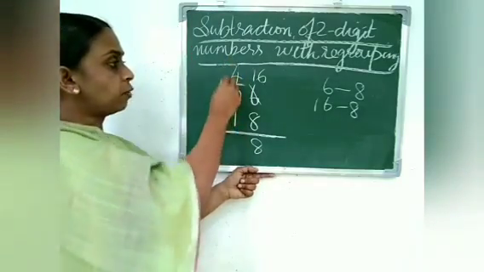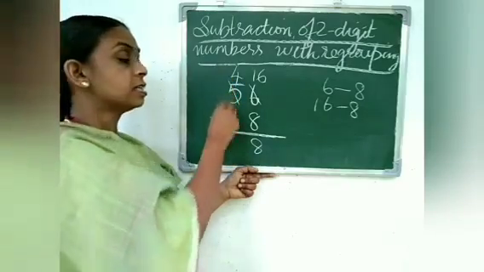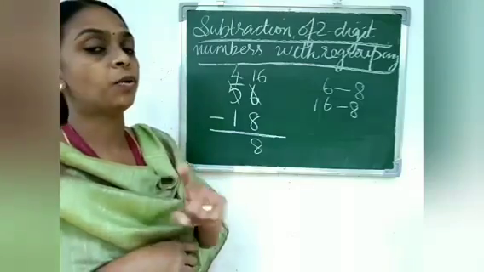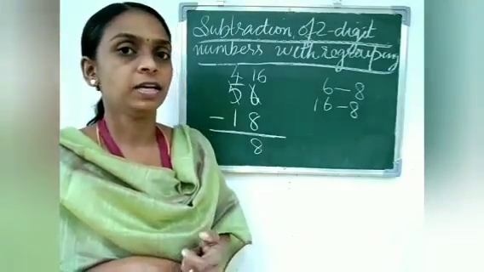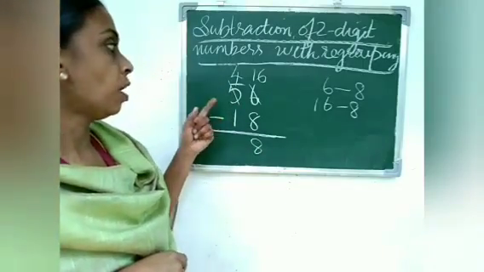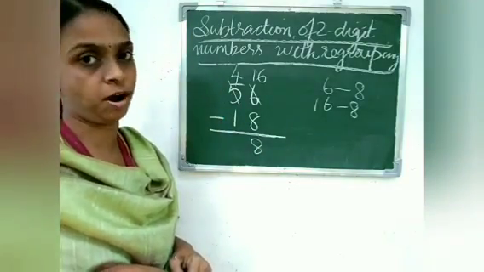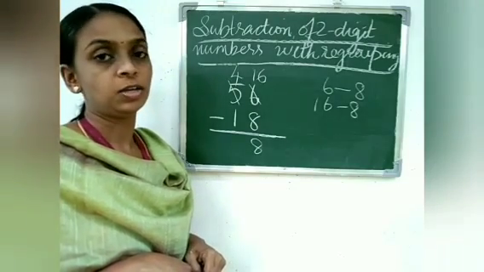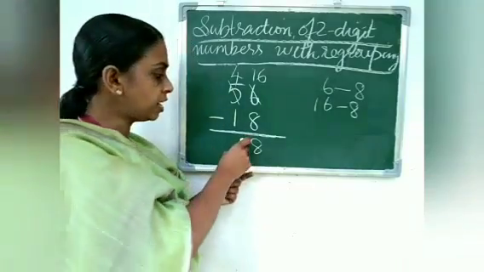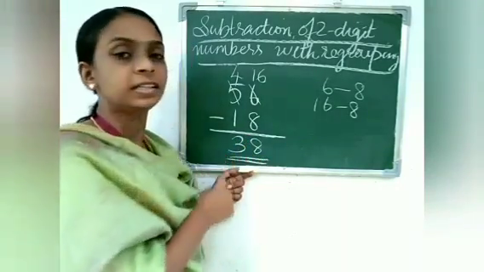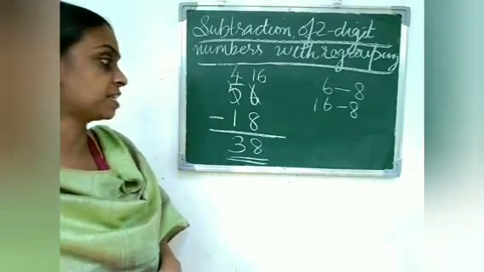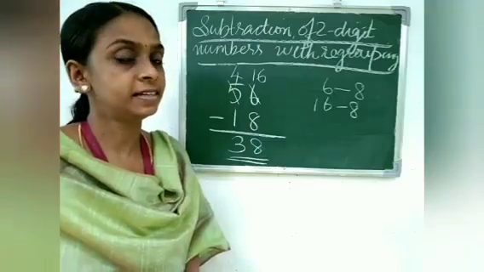Next, what do we have to do? Next we have to subtract the numbers in the tens place. We already borrowed 1 from this 5, so the 5 became 4. Now we have to subtract 4 minus 1. What is the answer? 4 minus 1 is 3. So what is the answer? 38 is the answer. 56 minus 18 is 38.